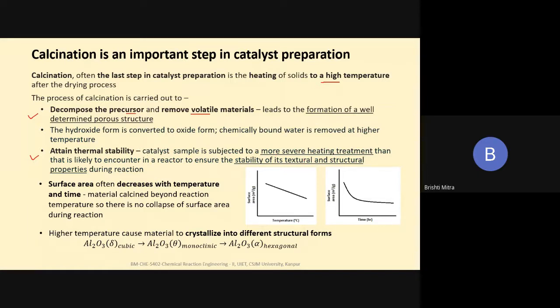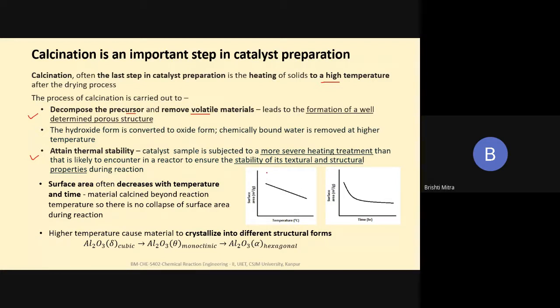Textural and structural means, say for example, the surface area gets reduced. We often see this: when you heat the catalyst to very high temperatures, there's a collapse of the surface area. That means there's a decrease in the surface area. And so what we do, suppose a catalyst will be used at a temperature of say 600 degrees centigrade, we actually calcine the catalyst at a higher temperature, say 700 degrees centigrade. So it is exposed to a more severe condition than it will actually face in my industrial reactor.